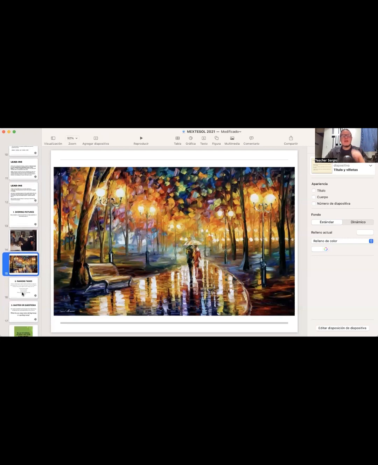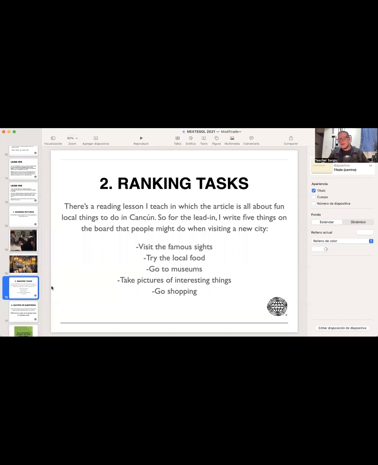Nice. Now let's go with this next activity. This is another lead-in. Remember, a lead-in has a connection with the class. There is one reading lesson that I teach in which we have an article about fun local things you can do in Cancun. For the lead-in, I usually write 5 things on the board that people might do when visiting a new city. So for starters, I write traveling to Cancun, and then I put visit the famous sites, try the local food, go to museums, take pictures of interesting things, and go shopping.